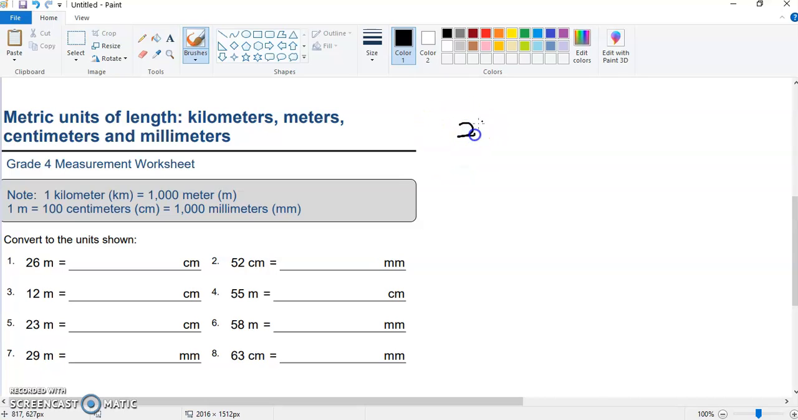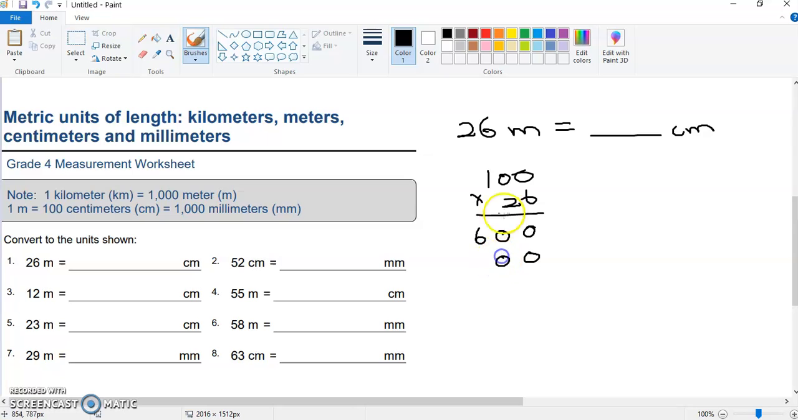Well, if you have 26 meters and you want to know how many centimeters that is, every 1 meter has exactly 100 centimeters. So if you think about it, you're just going to multiply times 100 or just add two zeros, right? So you can take 100 times 26, and if you multiply it all the way through, right? 6 times 0, 6 times 0, 6 times 1. Bring down your 0, 2 times 0, 2 times 0, 2 times 1.